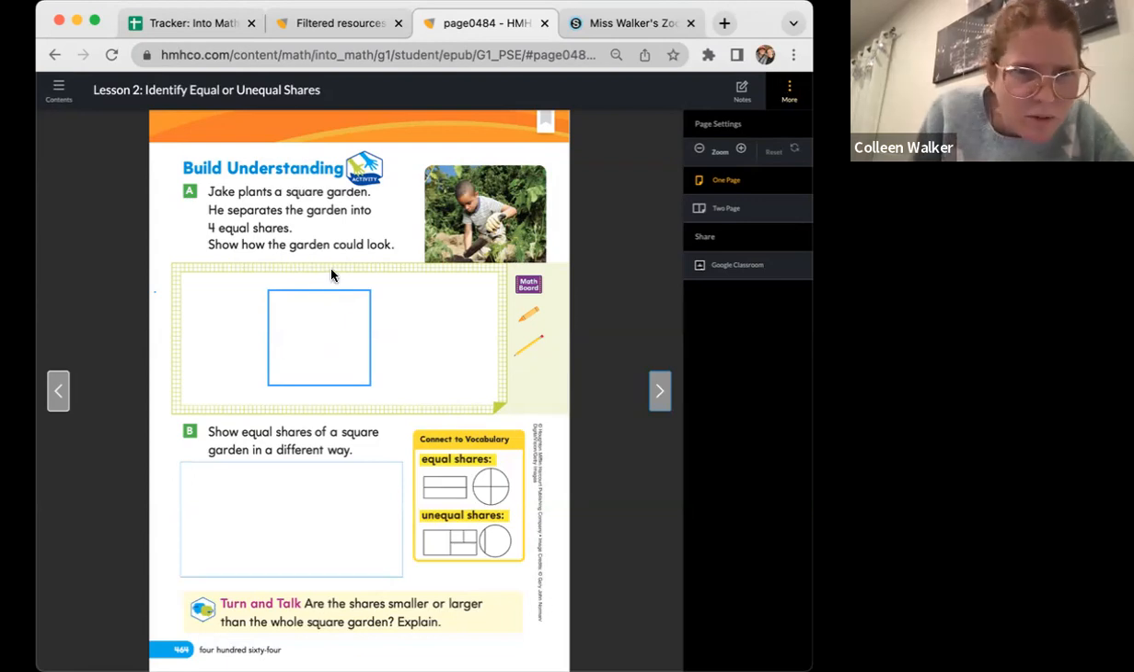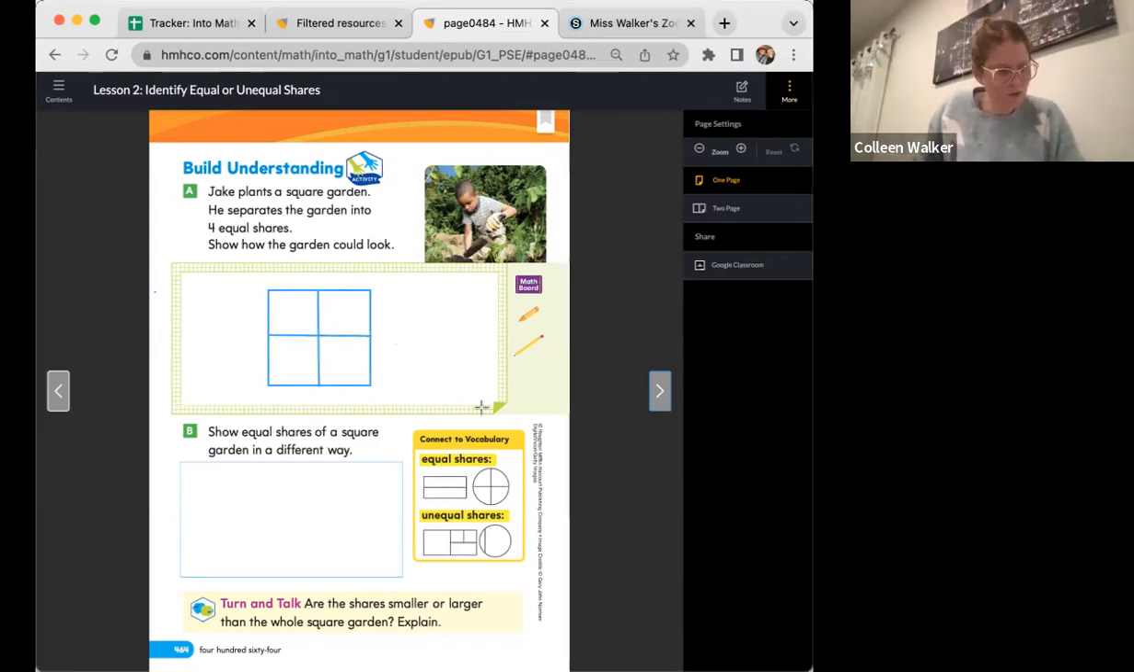Oops, having trouble splitting it, there we go, that looks better. Awesome. Just doing my best to split it in half and half again. Great. So this is one way the garden could look. Part B says, show equal shares of a square garden in a different way. So we need to put back our square garden. And now we need to show a different way.